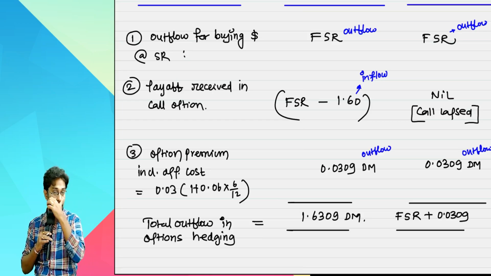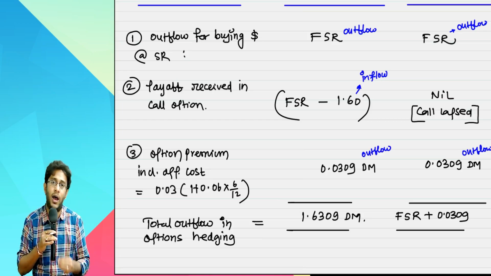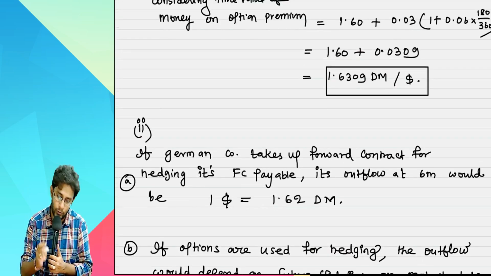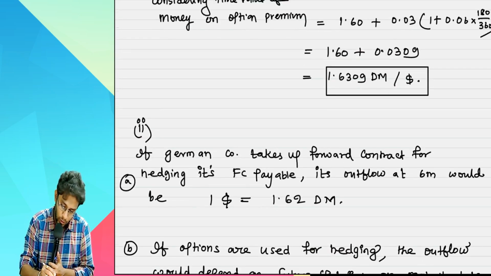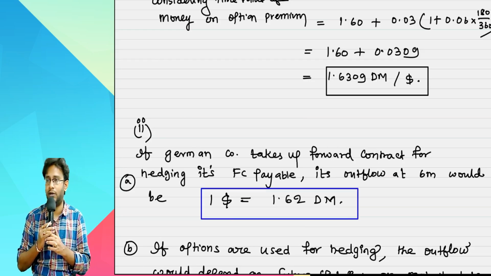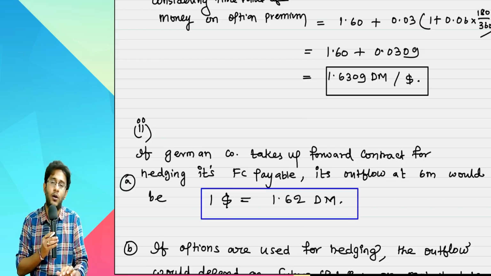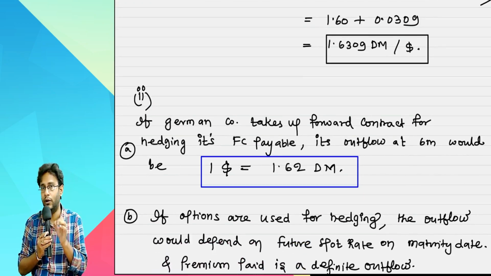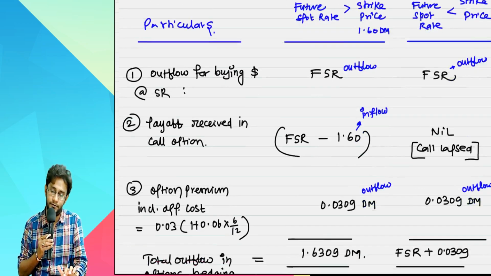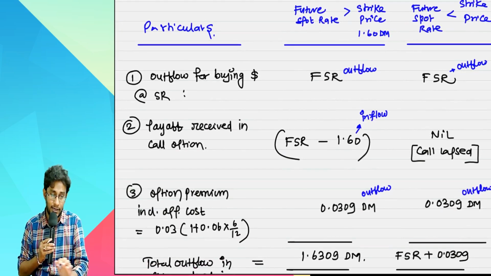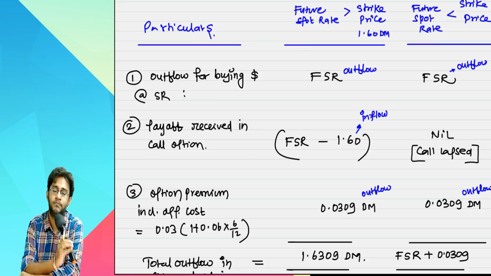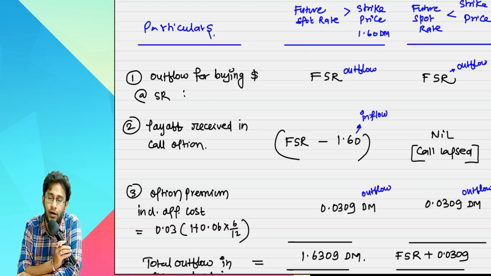Tell me one thing, sir. Instead of doing all this drama, happily had you taken a forward contract, your outflow would have been how much? Your outflow would have been nicely 1.62 DM. Tell me, if option contract hedging should prove to be better than forward contract hedging, what should happen? Option should be exercised, option should be lapsed. See, two cases no. Case 1's final answer is how much?